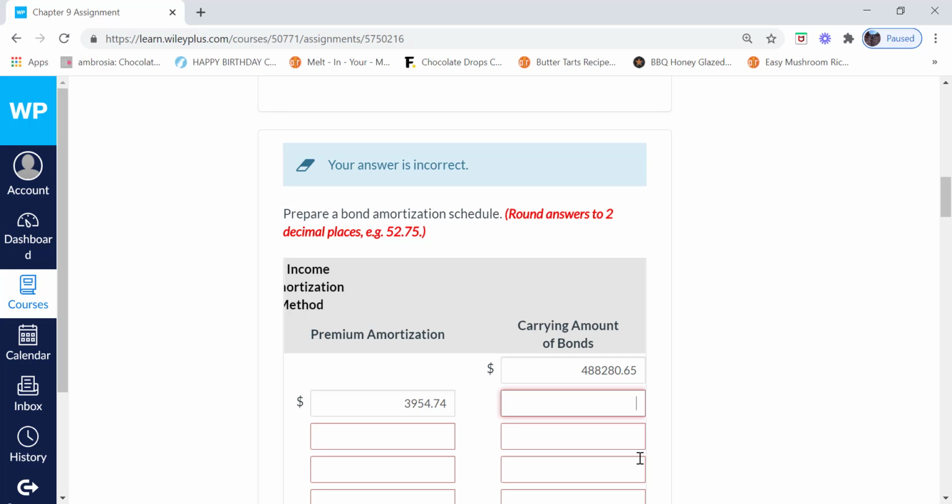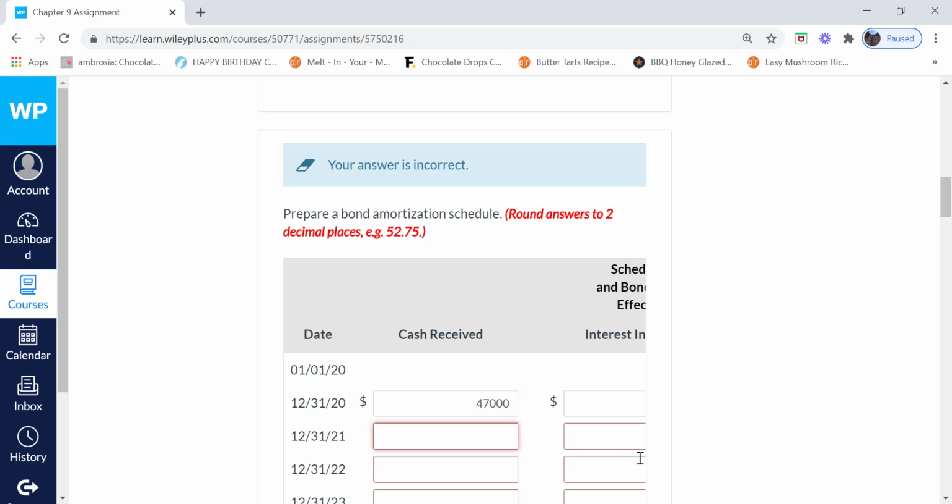Again, whether you add or subtract this premium or discount, I think the easiest way to remember is at the end of the bond's life, I have to be at its face value, which is 470. So I need to get from 488 to 470, so I must need to subtract. So I think it's 485,225.91. And then I'd go on and do the same.